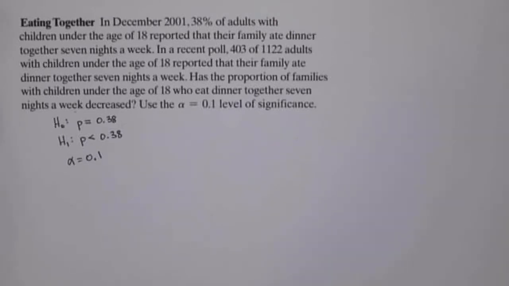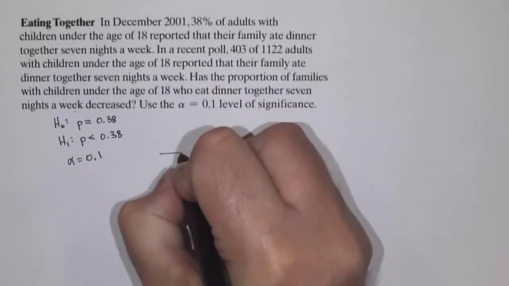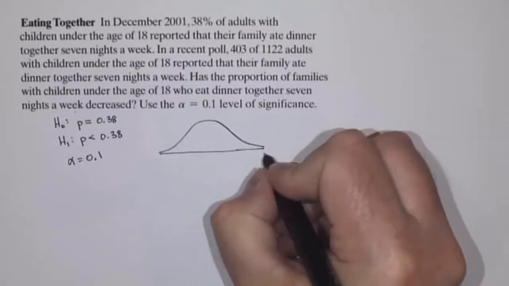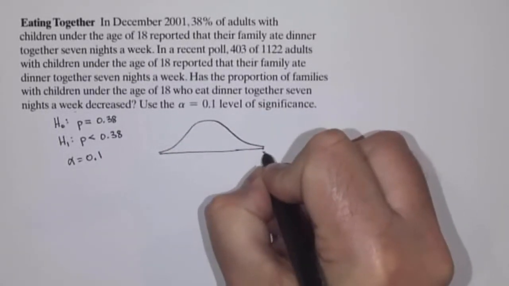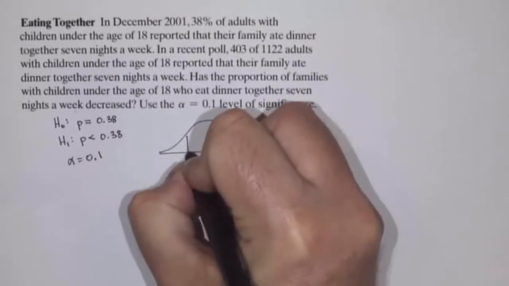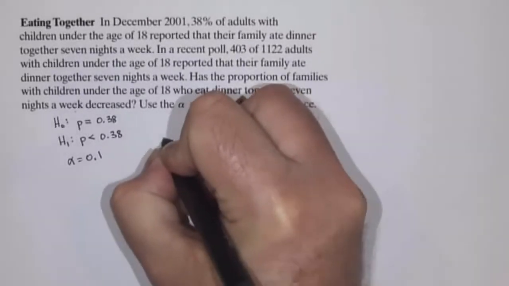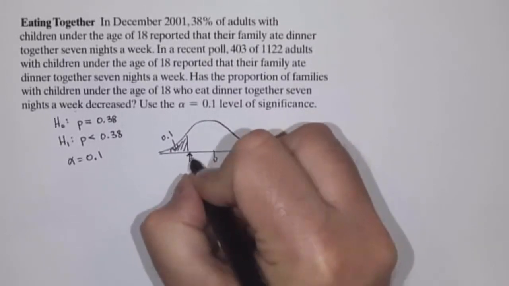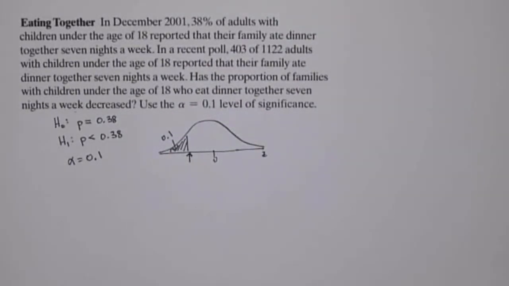Well, if I am going to use the classical approach, I do still have to determine the critical value by hand, so to speak. So this is a left-tailed test, and this area here is 0.1. So I do have to determine that critical value, and I can do that either by using the inverse norm command on the calculator or the normal calculator in StatCrunch.